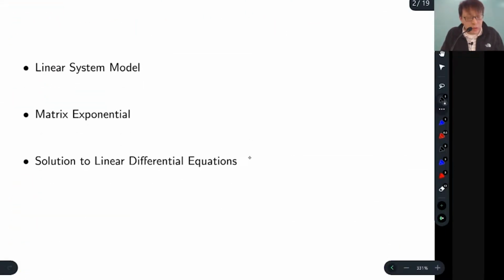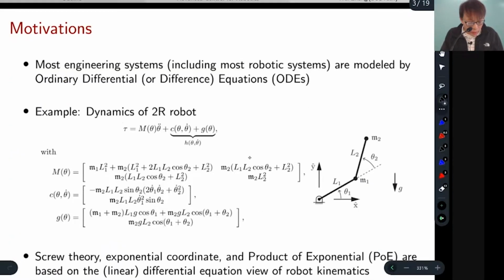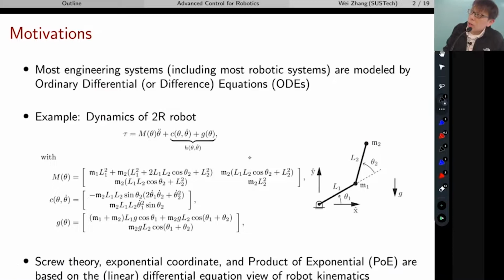The first lecture is about linear systems and the matrix exponential. Why do we care about this? Motivations, right? Most engineering systems, including most robotic systems, are modeled by differential equations. In discrete time, a differential equation becomes a difference equation.